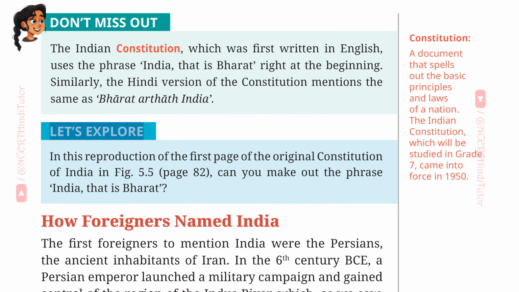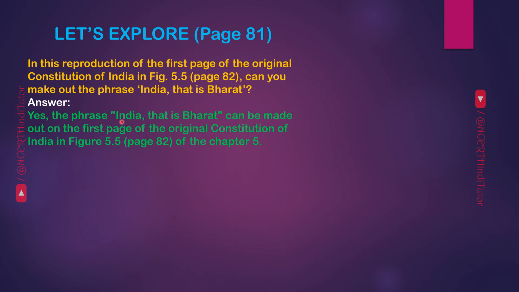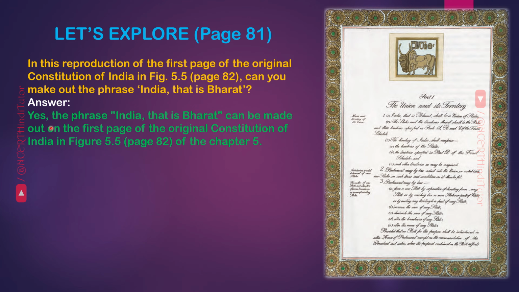Page 81, let's explore. In this reproduction of the first page of the original Constitution of India, in figure 5.5, page 82, can you make out the phrase India, that is Bharat? Answer. Yes, the phrase India, that is Bharat, can be made out on the first page of the original Constitution of India in figure 5.5, page 82 of chapter 5.